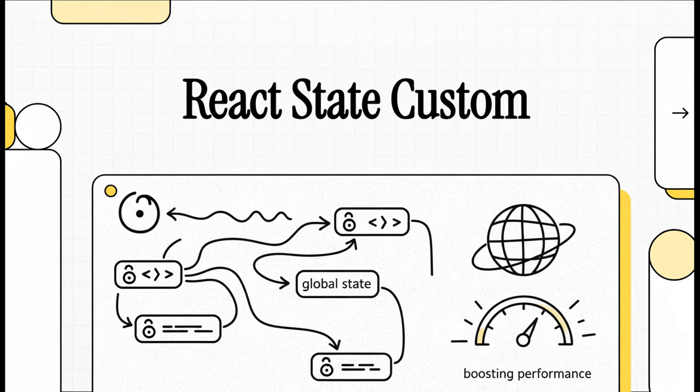Welcome to the Explainer. Today, we're going to break down a modern React state management library called React State Custom, or RSC for short. It makes a big promise: to take the simple patterns you already know and love, React hooks, and scale them up for global state, all while seriously boosting performance.